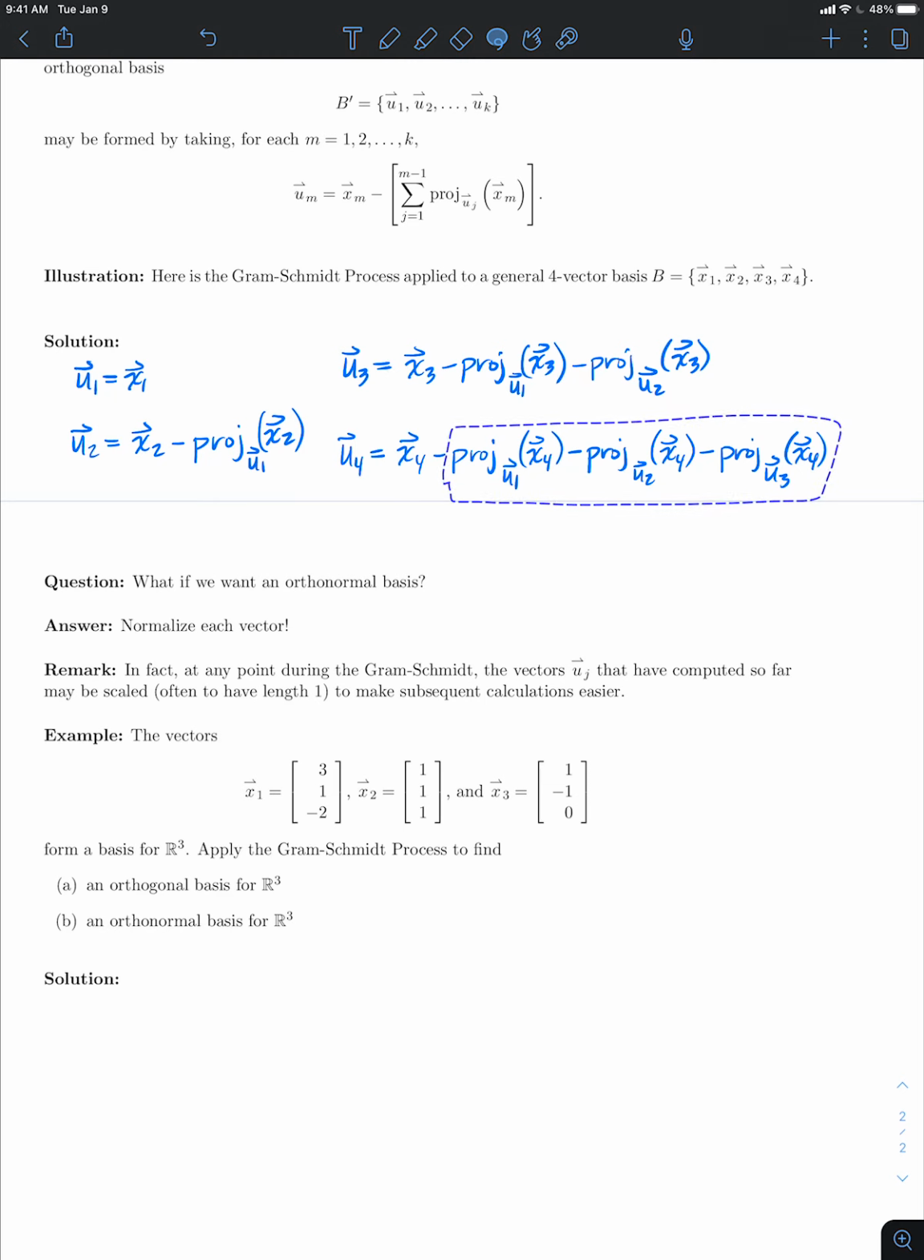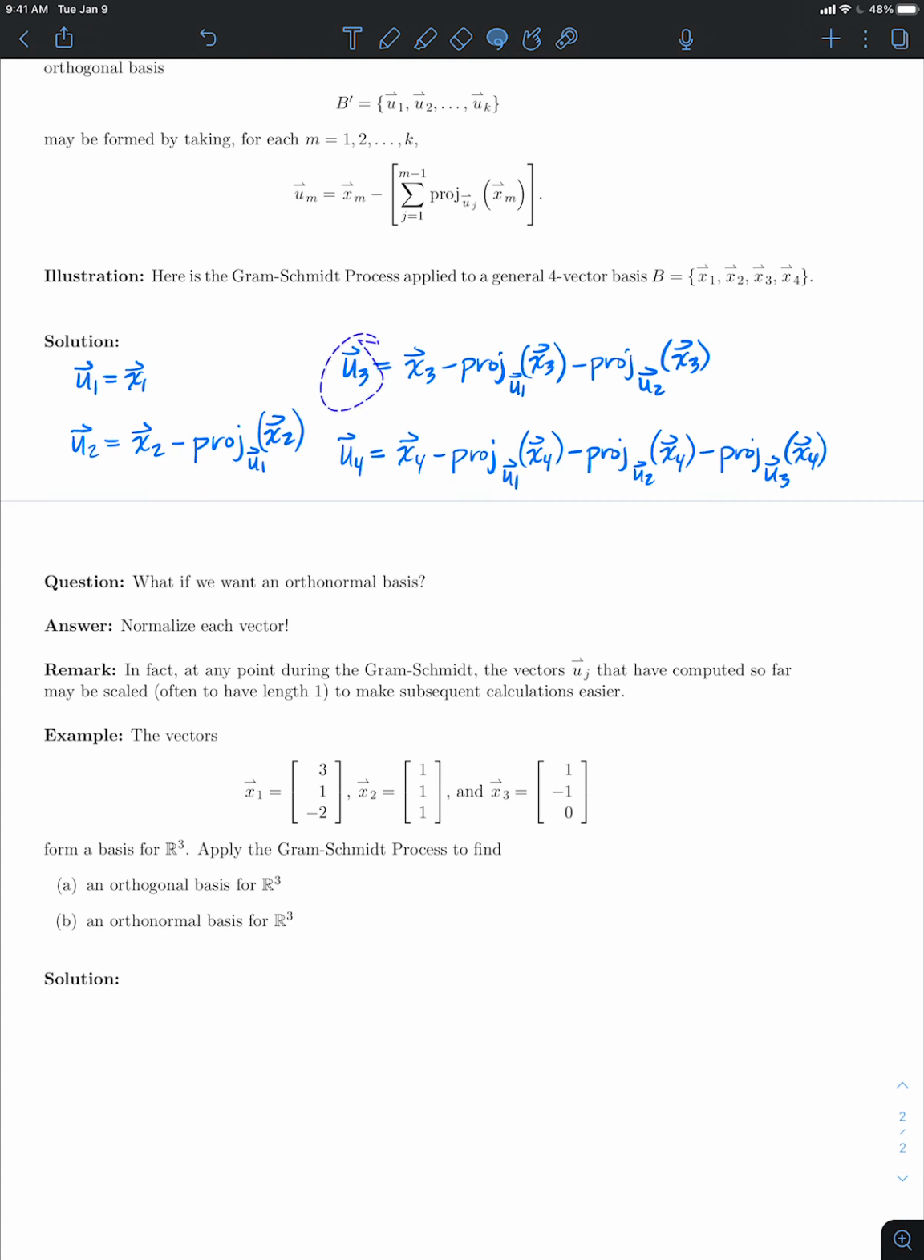At each point in the stage, that's what you do. So think about right from the beginning. Take u1 to be equal to x1. There's nothing to subtract because there were no other vectors that we formed before now. But then when you move on to u2, you've already constructed u1. So you take u2 to be x2, but subtract its projection onto u1.